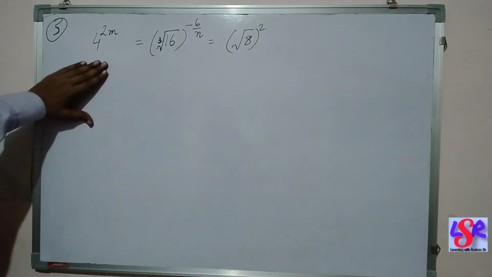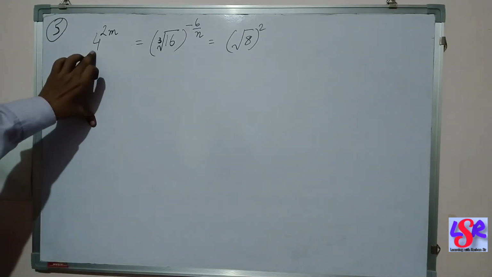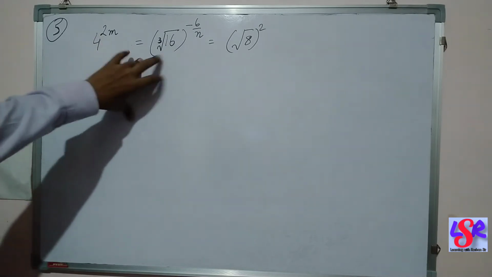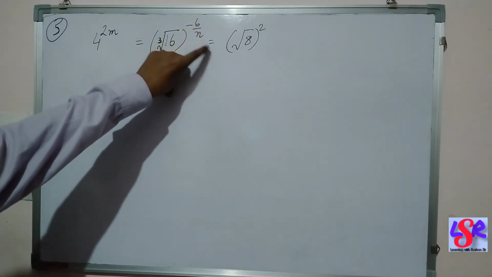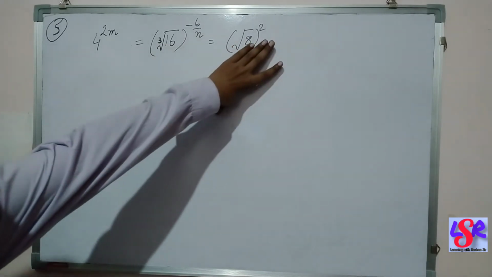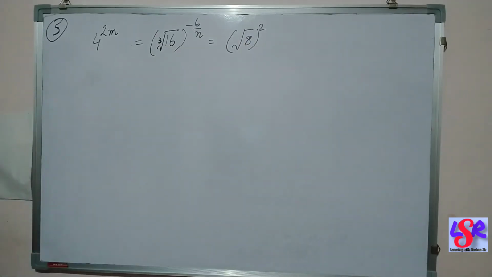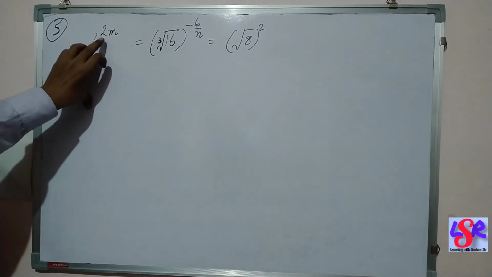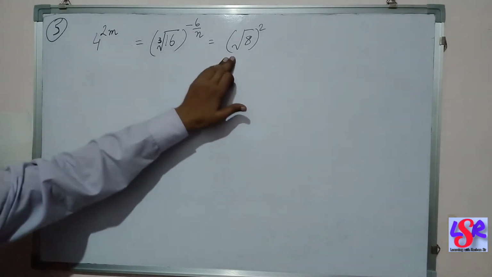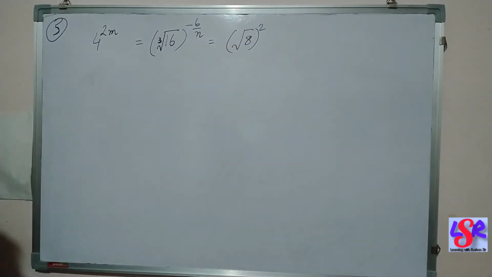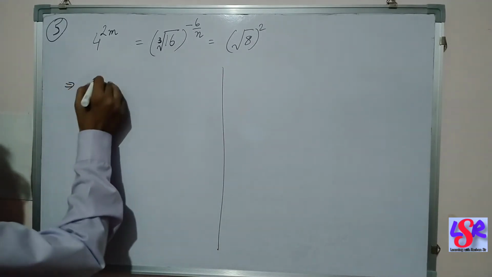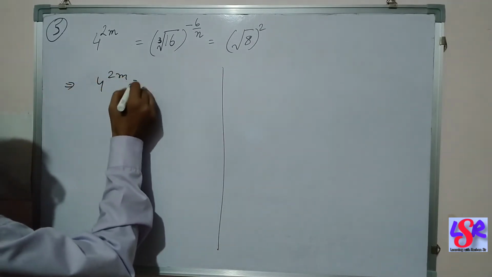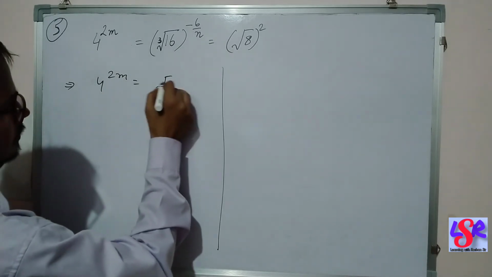Now let's do question number 5. Here we are having 4 to the power 2m equals to cube root of 16 to the power minus 6 upon n equals to the square root of 8 to the whole square. Now let's start with 4 to the power 2m equals to square root of 8 to the square. And on doing so, we will be having 4 to the power 2m equals to root 8 to the whole square.